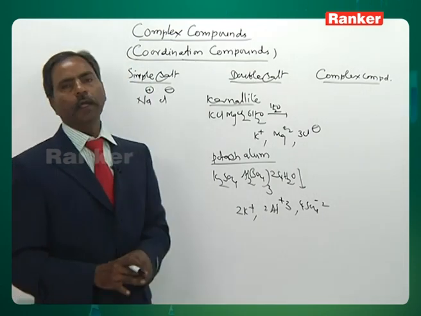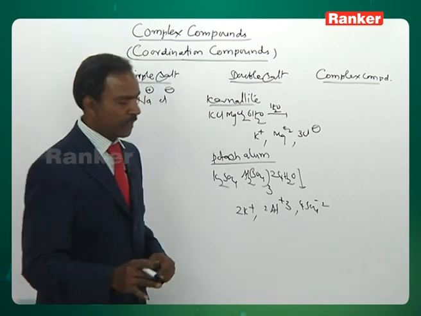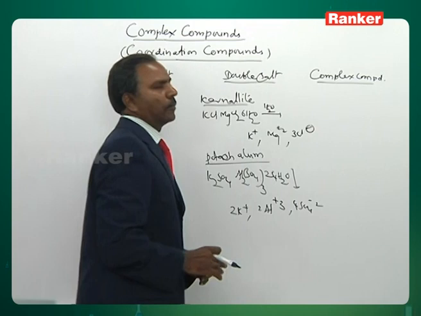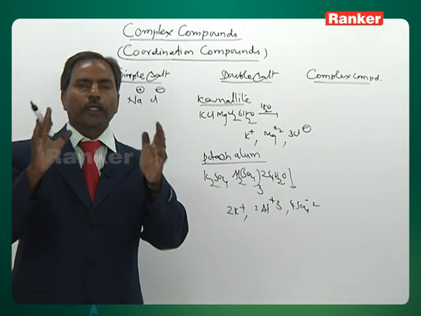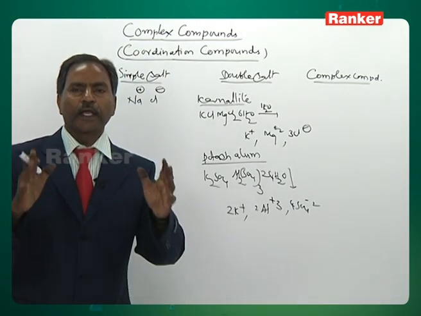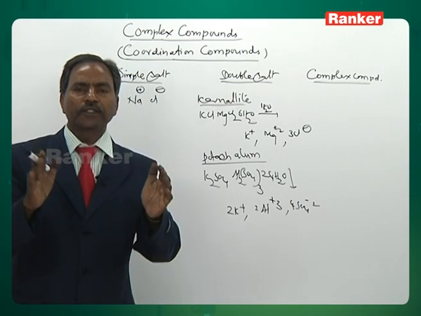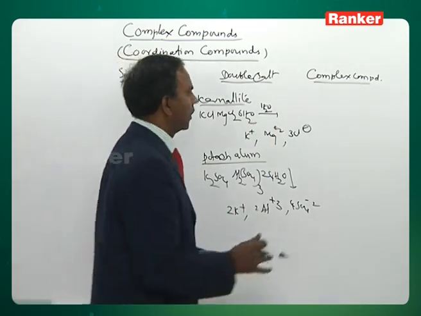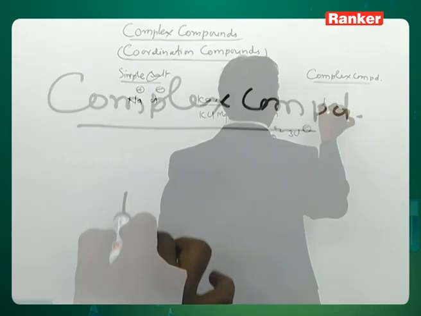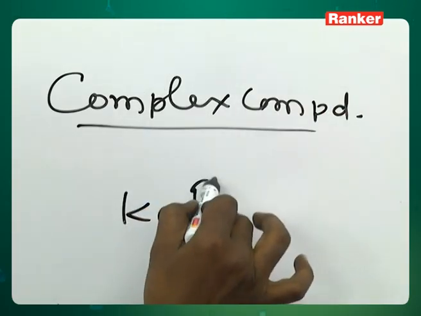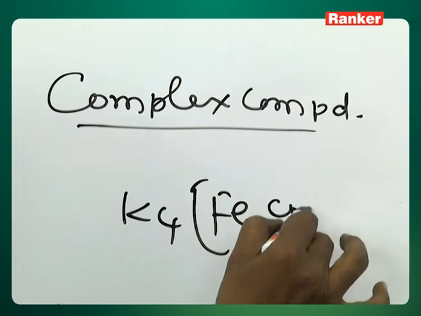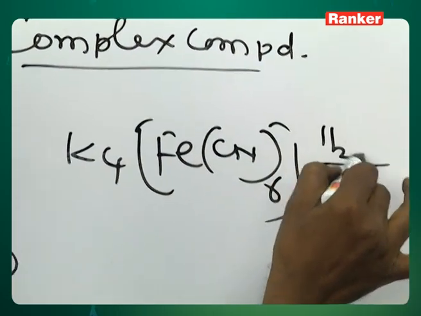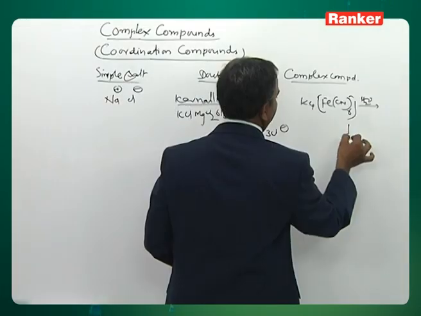Let us come to the next, complex compound. Now consider what a complex compound is. The compound which undergoes partial ionization, where the complex ion does not ionize, we call a complex compound. Let me give a simple example. Let us consider potassium ferrocyanide, K4[Fe(CN)6]. You put this into water.